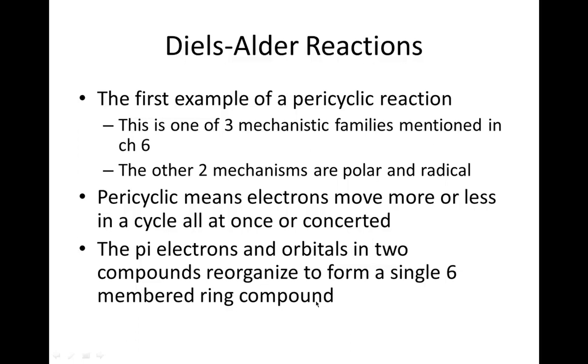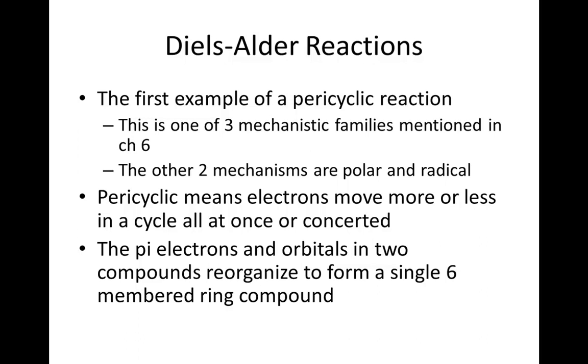I'm now going to finish up chapter 14. We're going to talk about Diels Alder reactions, and these are reactions that involve conjugated dienes. It's an example of a pericyclic reaction mechanism.